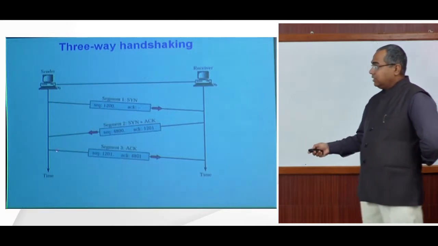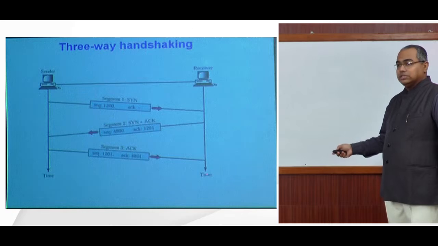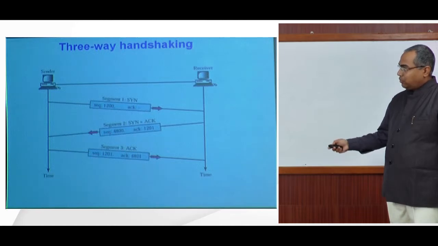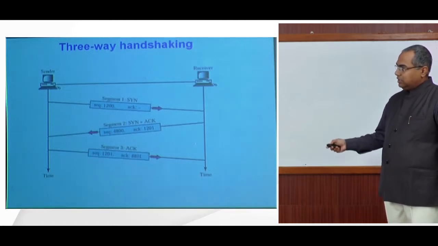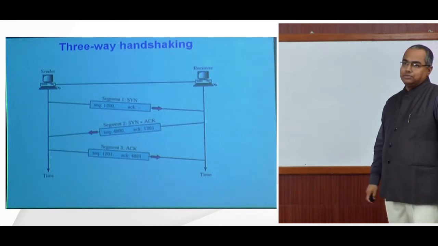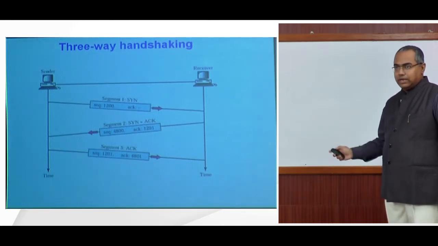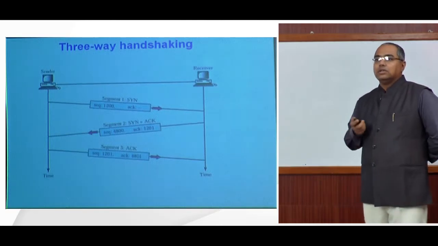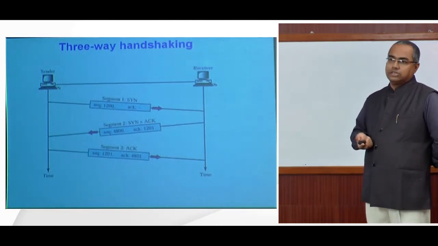And now what does the sender do? Sender acknowledges it. Sender acknowledges with a sequence number 1201, acknowledgement 4801. This segment was also a blank segment. That is my 3-way handshaking process for TCP connection setup.